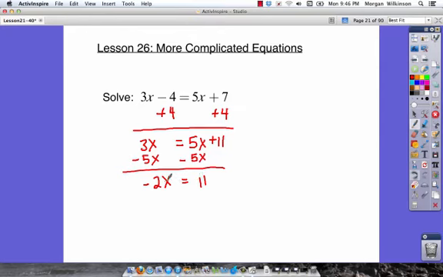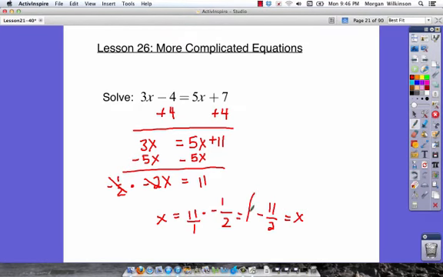In our final step, we want to get x by itself. We're going to multiply both sides by negative 1/2, because that's the reciprocal of negative 2. So negative 1/2 times negative 2 cancels out. We're left with x by itself. x is going to be equal to 11 times negative 1/2. Now, 11 is the same as 11 over 1. And we can see that when we multiply 11 times negative 1, that must be equal to negative 11. And 1 times 2 is 2. So x must be equal to negative 11/2.